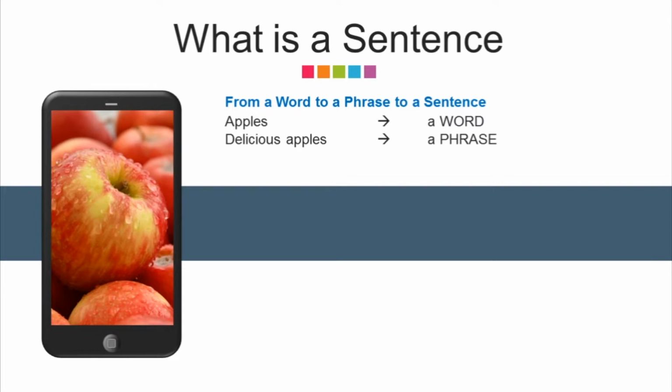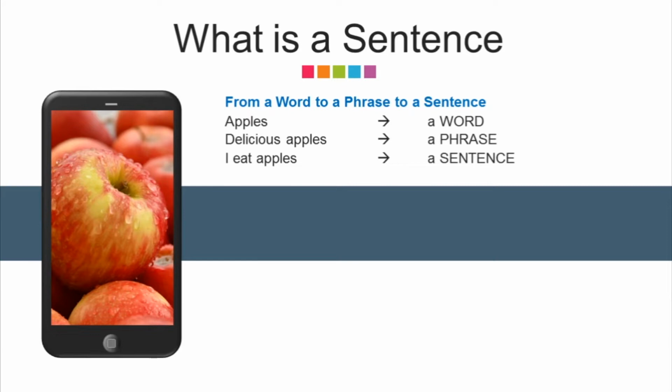Now, delicious apples, if you see there, is made up of more than one word, but it still refers to the same thing, which is basically apples. In this case, we just want to add info to it and say it's a delicious apple. So a phrase, we can say, is a group of words that refer to the same thing or have a unified meaning.